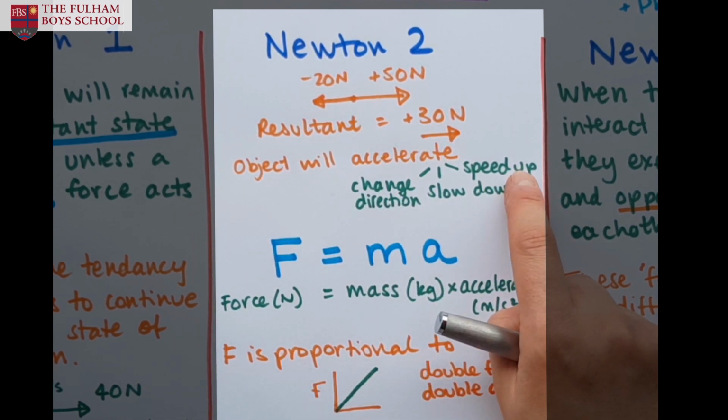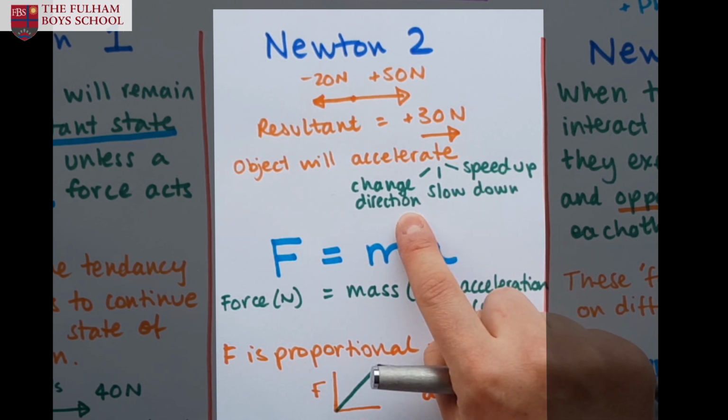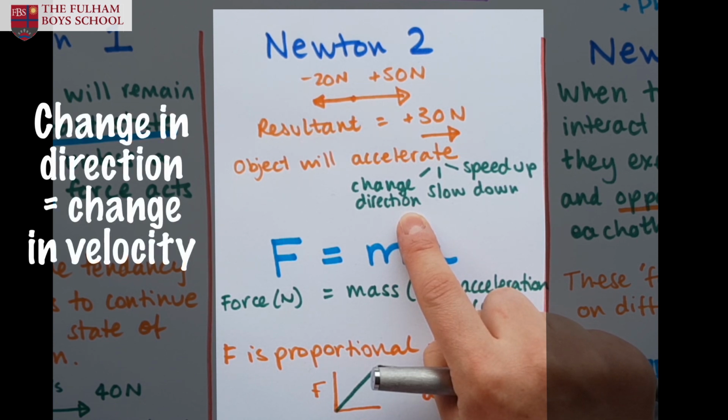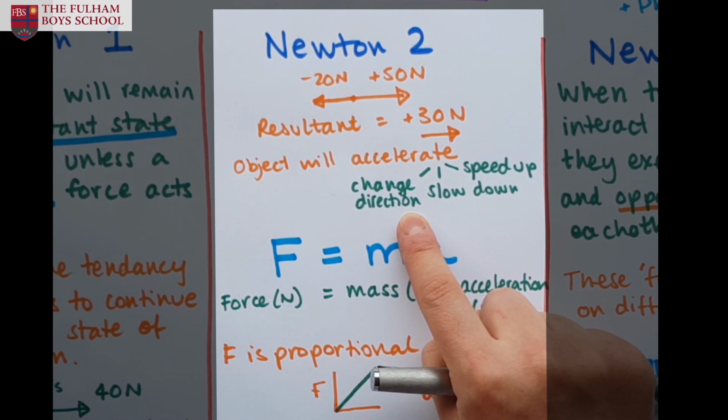It could speed up, it could slow down, or it could change direction, because acceleration is change in velocity. Velocity is a vector, so changing direction means you are changing your velocity. You most commonly see that when talking about orbits, because as the Earth orbits the Sun, it is accelerating because it is changing its velocity.